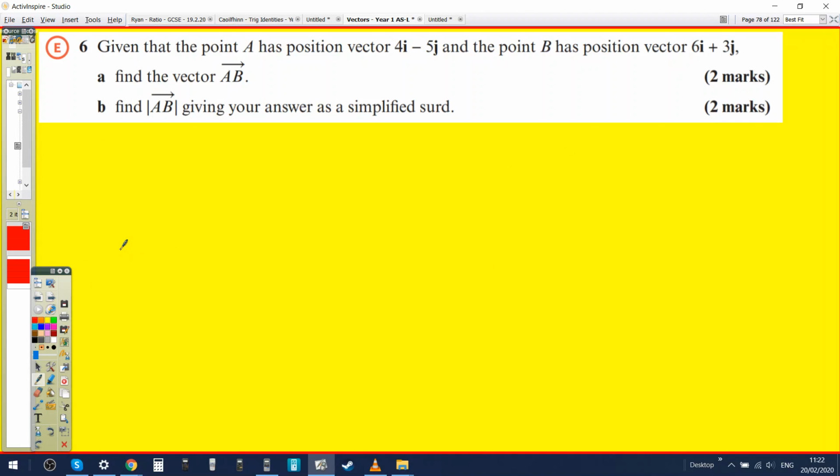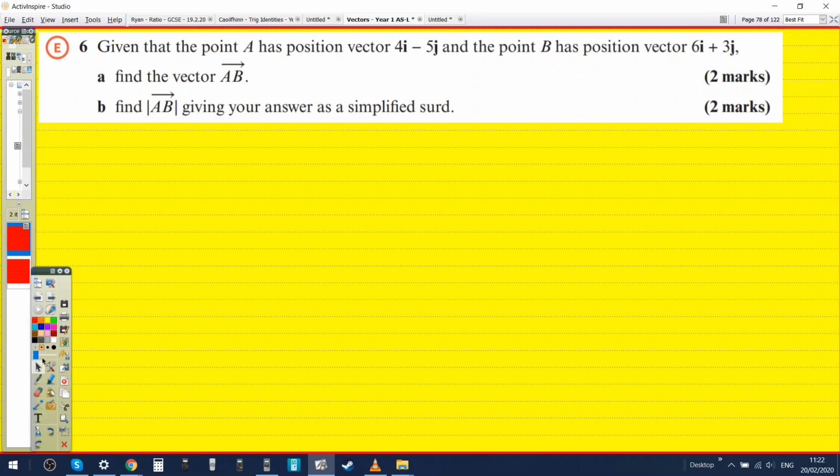Great. Let's see. Okay, let's try part A for this one. Will that be just 10i minus 2j? I think this one's slightly different. Before we were finding OB. This time we have to find AB.